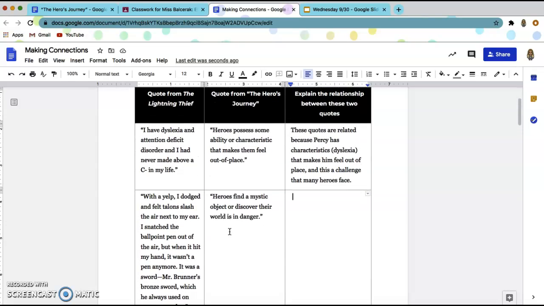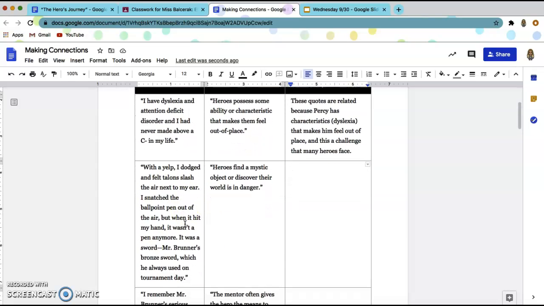So with the next one, we'll read the quote from The Lightning Thief. "With a yelp, I dodged and felt talons slash in the air next to my ear. I snatched the ballpoint pen out of the air, but when it hit my hand, it wasn't a pen anymore. It was a sword, Mr. Brunner's bronze sword, which he always used on tournament day." So in this quote, it is talking about that altercation at the museum in chapter 1 where Mrs. Dodds turns into this creature and she starts to attack Percy.